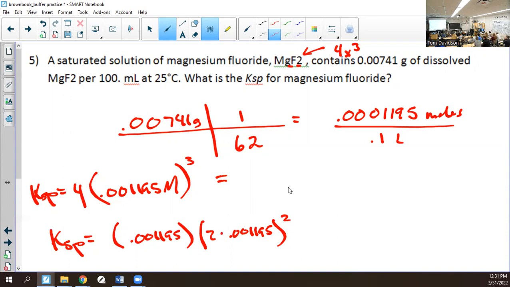This is like the actual real KSP expression written out with the things inside of it. Why did I put a 2 right here? Good, because for every 1 MgF2 that breaks apart, 2 F minuses are made, right? Okay, or I had simplified it to 4x cubed, because when you square the 2, it makes it 4 times that. And then you square that value and multiply it by that one again. That's a cube.